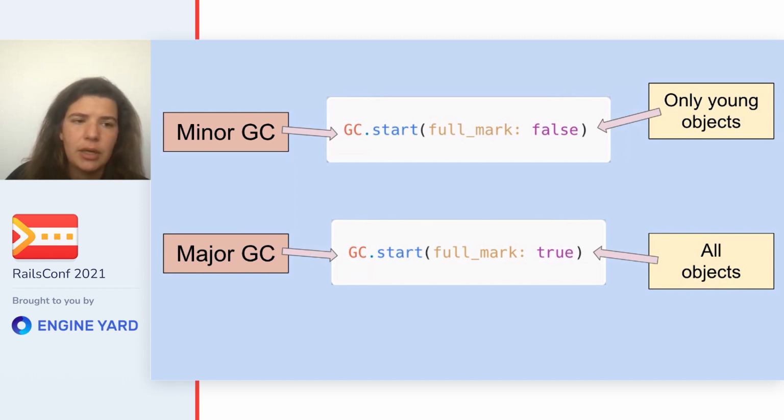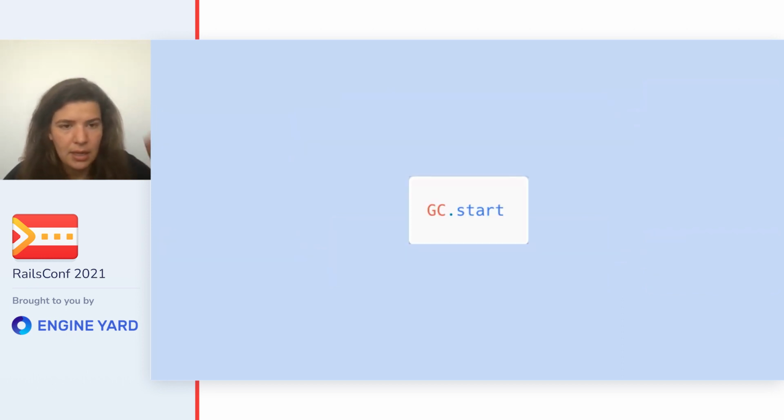There are a few things that trigger major garbage collection, but mostly it runs if the minor garbage collection hasn't freed up enough space. So the minor will go first, and then if our program still needs more space to execute, major will then look at all objects as opposed to just the young objects. And we can see this in practice.